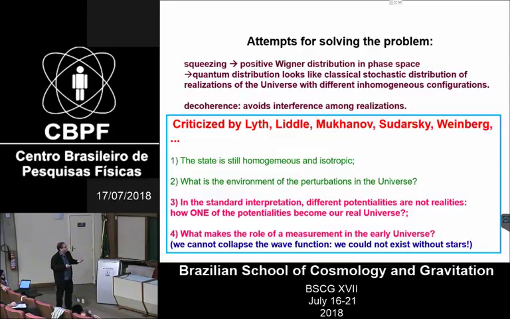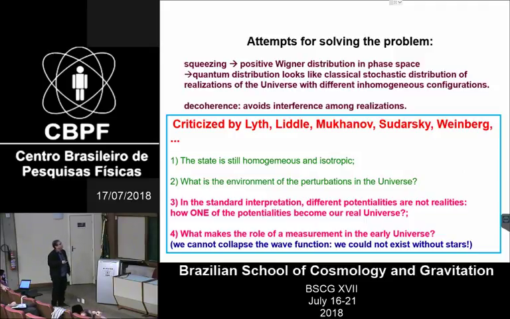But now, what plays the role of a measurement in the early universe? Well, it cannot be us. We cannot collapse the wave function of the universe because we cannot exist without stars. In order to have stars, you have to have this collapse before. So it cannot be us. So what do you do with this? This is a problem that is raised by many authors, that there is no solution if you stay within the standard interpretation.